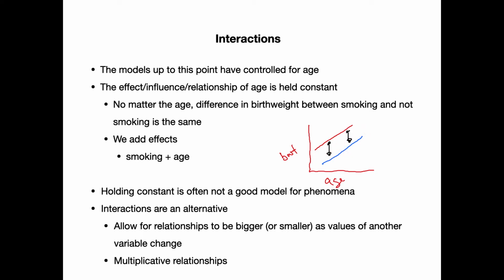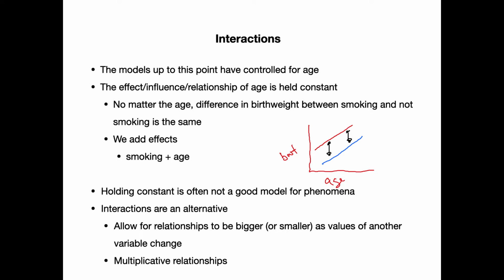So what that means is we're adding together the effects of smoking and the effects of age, or the relationship between smoking and birth weight, and we add to that the relationship between age and birth weight. This holding constant is very powerful. It's a wonderful thing, but it's often not a good model for the phenomena we're interested in studying, and we want to be able to expand things in a slightly different way. Modeling statistical interactions is an alternative.